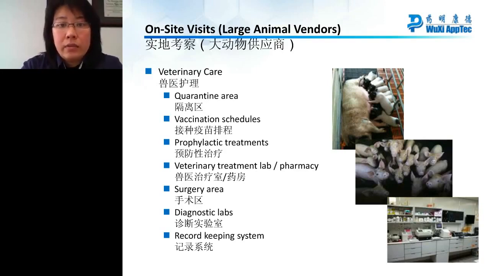Go and ask to see their veterinary treatment labs. Where do they keep their drugs? What does their pharmacy look like? Is it a clean environment, sterile, or does it look like a butcher shop? Surgery areas, definitely take a look at that. Whether or not the environment is conducive to aseptic surgical technique. What type of surgeries do they perform?